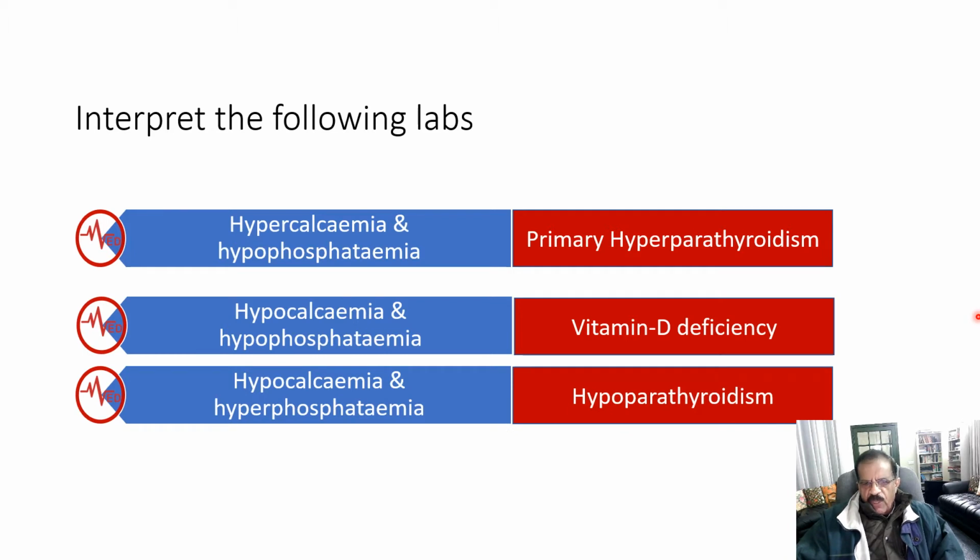True hypoparathyroidism. Now, why do I use the word true? Because there are conditions where there is hypoparathyroidism because there is a receptor problem. In true hypoparathyroidism, this combination will be seen, and those patients who have a receptor problem would have the same combination. So irrespective of whether the problem is with the parathyroid glands or the receptors of parathyroid, in both cases you would have hypocalcemia and hyperphosphatemia.